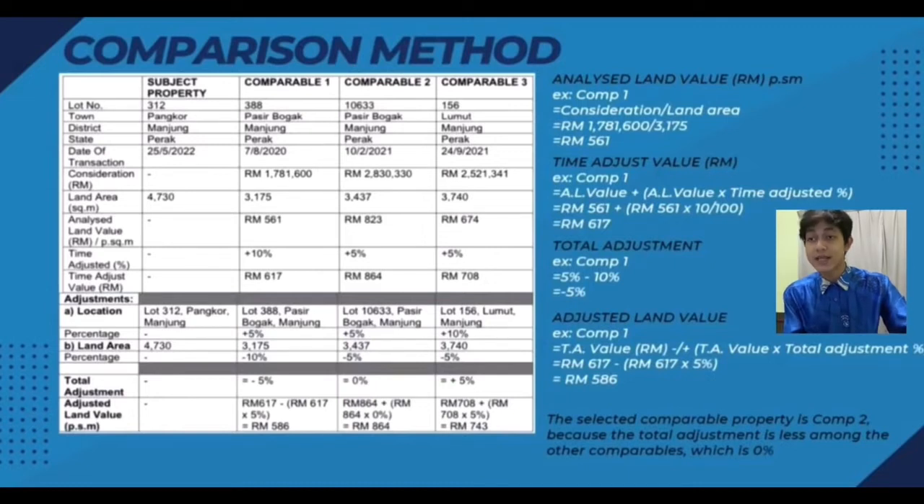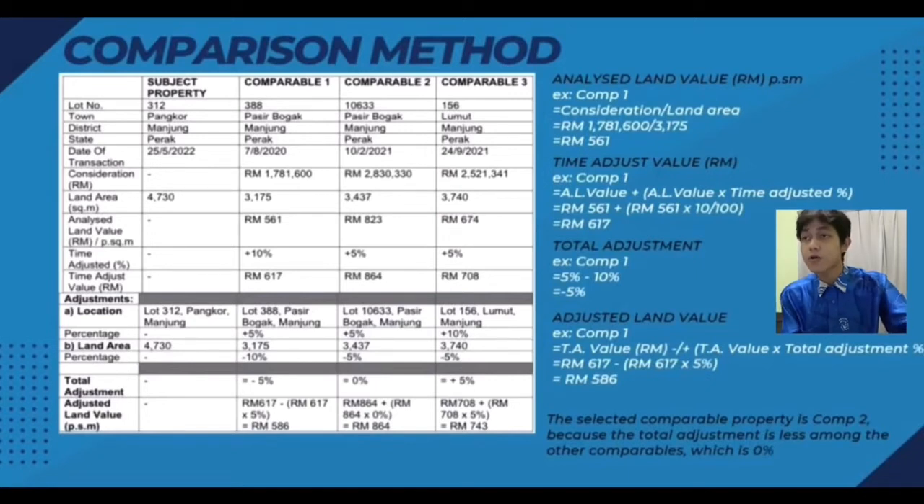item that we have to calculate in the comparison method is the adjusted land value. The formula for adjusted land value is time adjusted value minus or plus, depending on the total adjustment, multiplied with the total adjustment. The time adjusted value is 670, minus, because the total adjustment is minus, then put again the time adjusted value 670 multiplied with 5%, and we will get the total adjusted land value, which is 586.